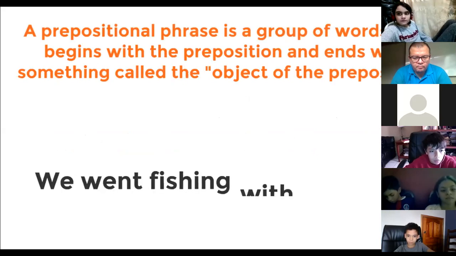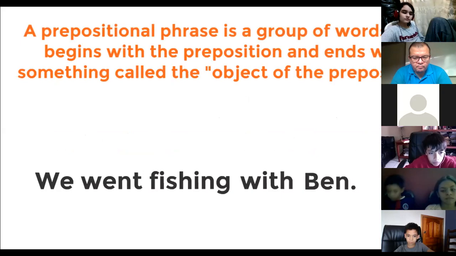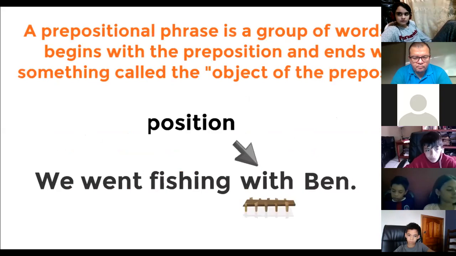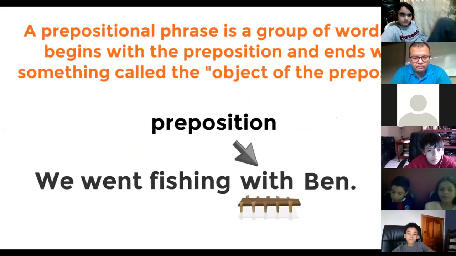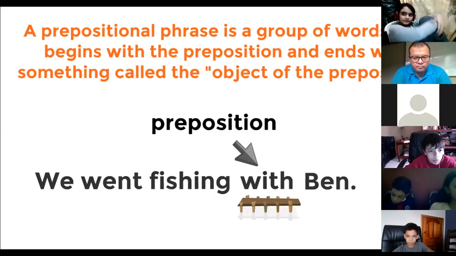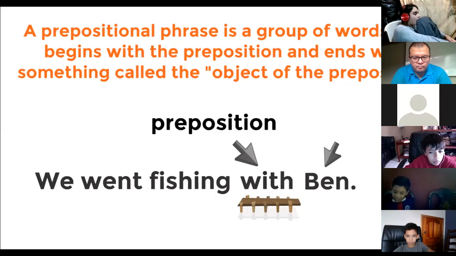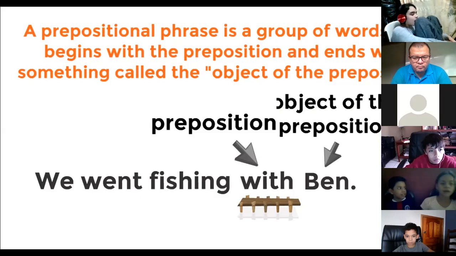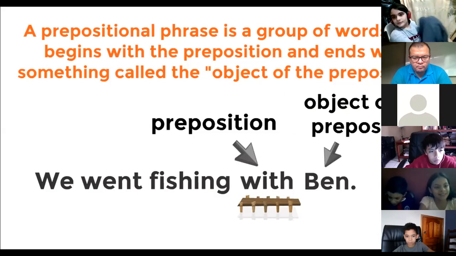Remember this sentence from earlier? We went fishing with Ben. Remember, the word with is the preposition because it's connecting the noun, which is the word Ben, to the rest of the sentence. Now, this is so cool. Do you see this noun that comes after the preposition, this word Ben? This is called the object of the preposition. The noun that follows the preposition is always called the object of the preposition.